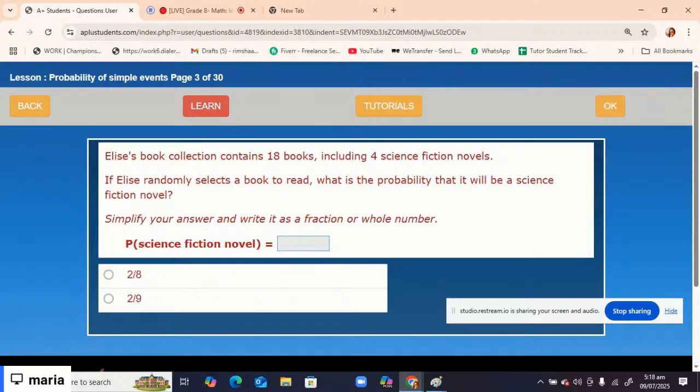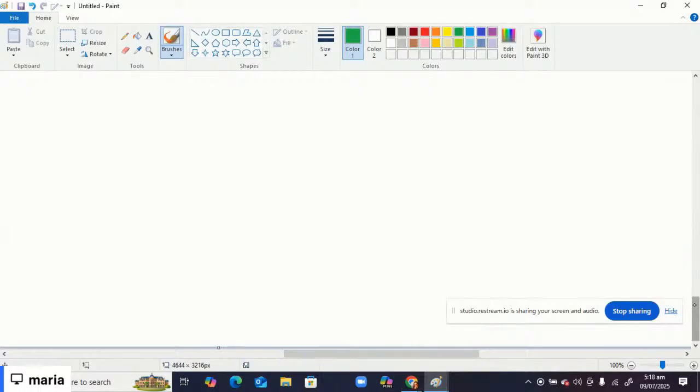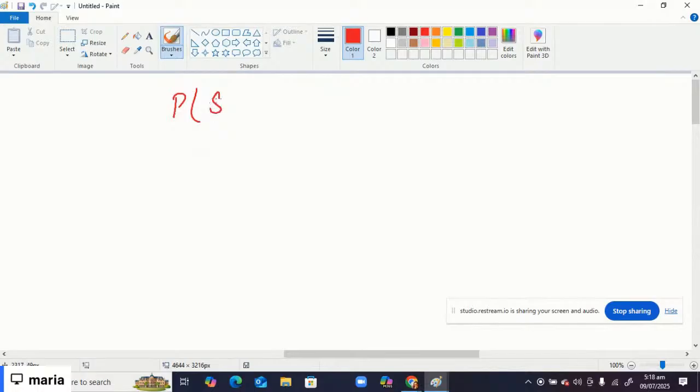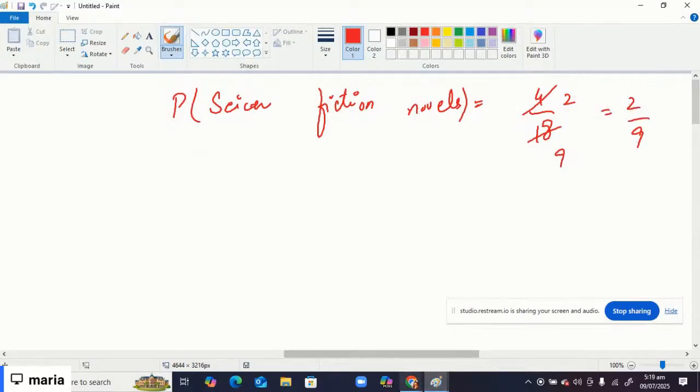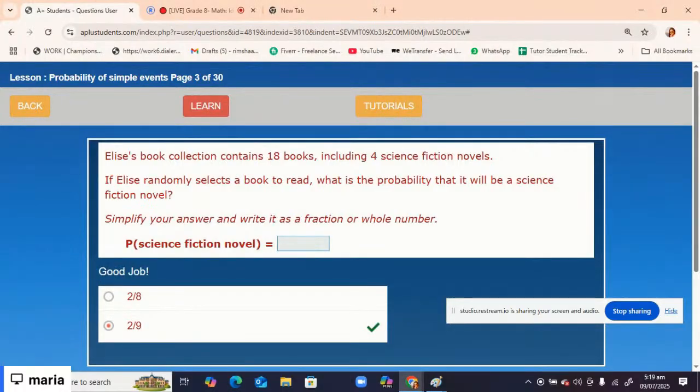Alice's book collection contained 18 books, including 4 science fiction novels. How many total books? That is 18. How many science books? That is 4. Okay, 18 are total books, and science books are 4. If Alice randomly selected a book to read, what is the probability that it will be a science fiction novel? They say including 4 science fiction novels, so it's 4 over 18. The probability of science fiction novels is 4 over 18, and when you divide by 2, it is 2 by 9. That is your answer. Okay, and this is the right answer.